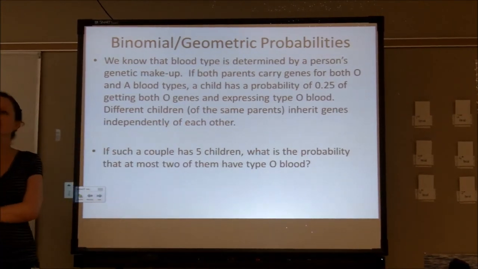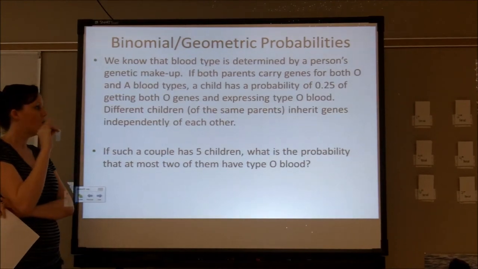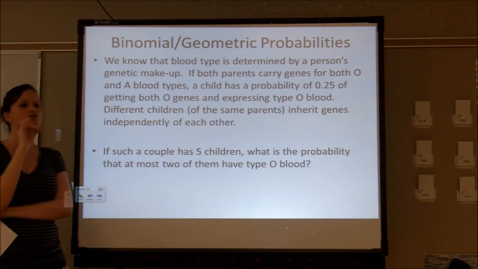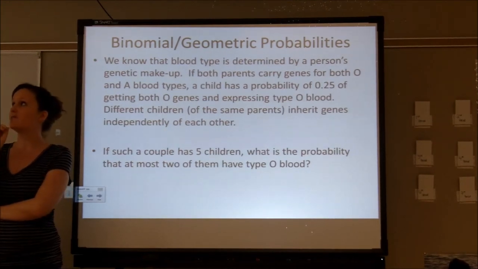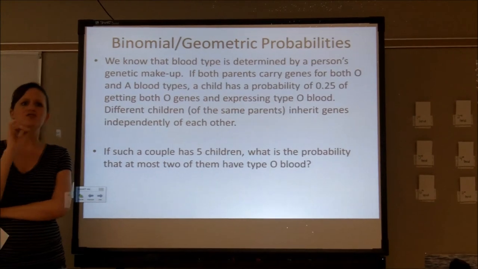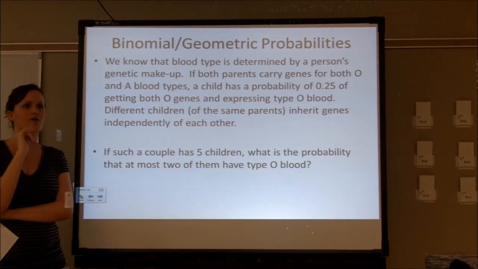If such a couple has five children, what is the probability that at most two of them will have type O blood? At most two of them. After this example, I think we'll take a short break and then we'll come back, okay?